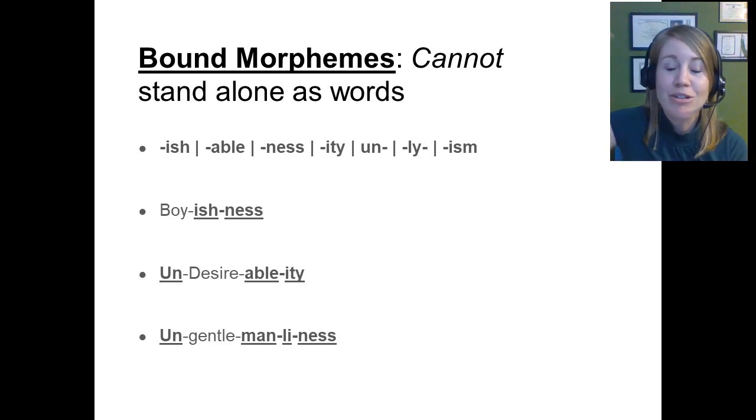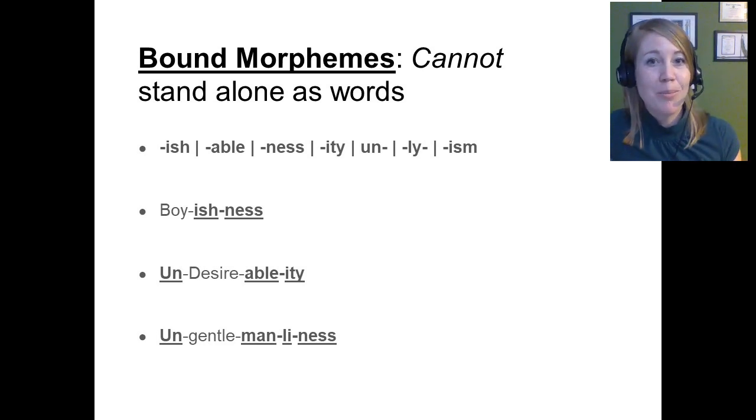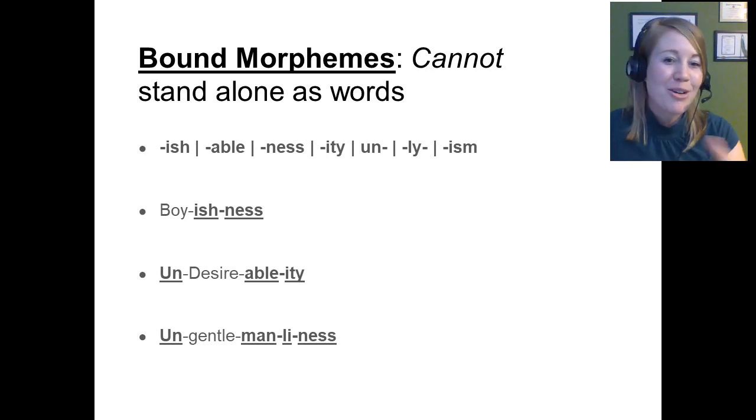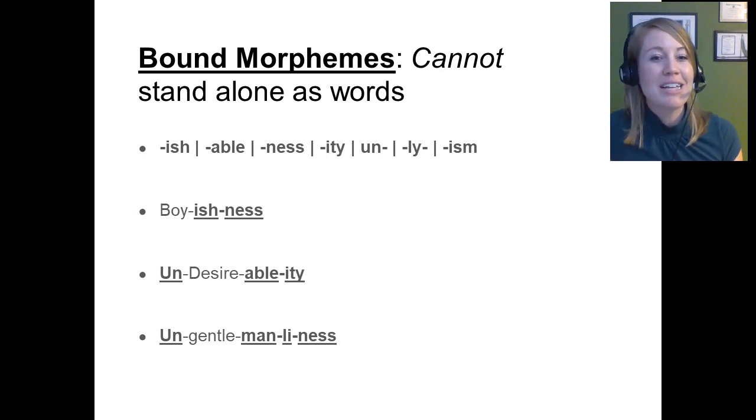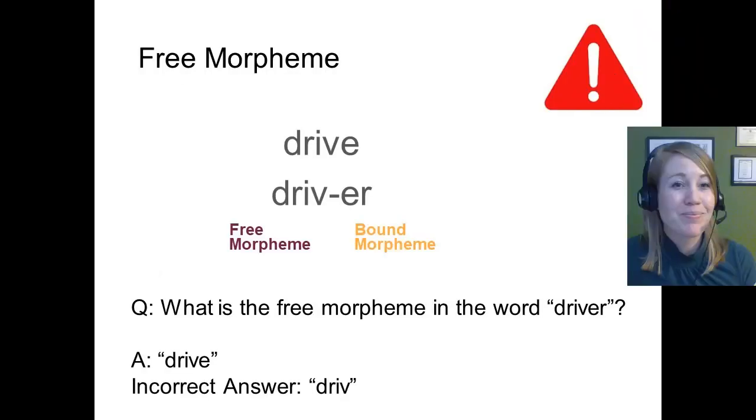Again, remember in your head, you've got this whole dictionary of these in your head. So we have boyishness, undesirability, ungentlemanliness, and I want to illustrate here something very important. You can have lots of bound morphemes on a word. We layer them up. Look at ungentlemanliness. We have four bound morphemes on that word. Okay, so when you get to some of your quizzes later and we ask about how many morphemes are in the word, you might need to be aware that we can layer up these morphemes.